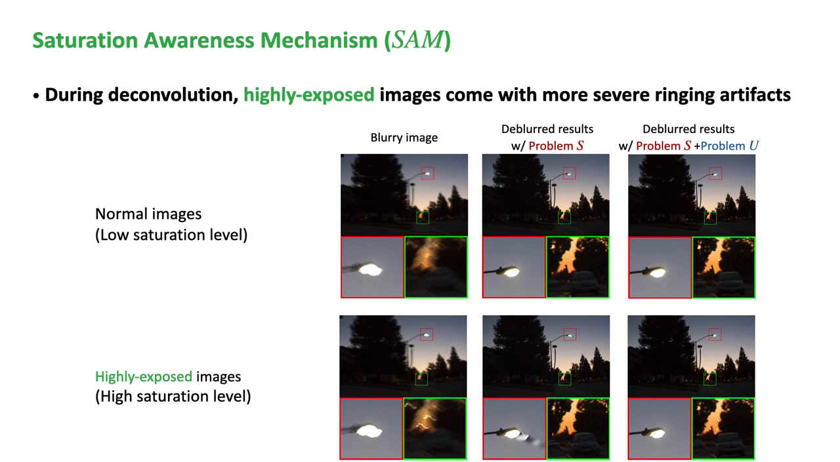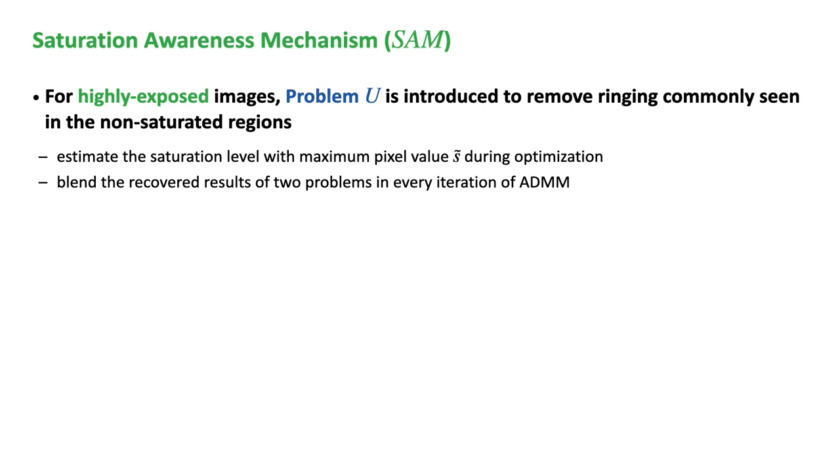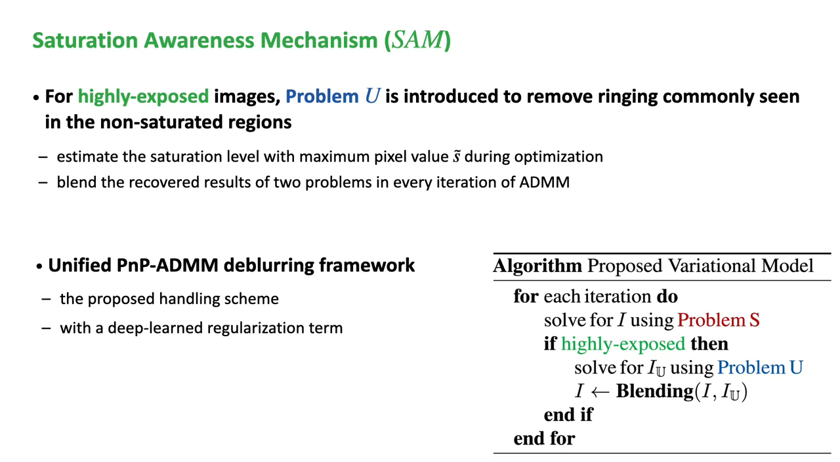However, for the trade-off between ring suppression and deblurring performance, the image segment mask is activated only for highly exposed images with severe ring. The proposed saturation awareness mechanism estimates the saturation level with the maximum pixel value during optimization and decides when to activate problem U to reduce ring. When problem U is activated, we blend the recovery results of the two problems in every iteration of the ADMM flow. Our unified plug-and-play ADMM deblurring framework incorporates the proposed handling scheme to reduce artifacts and a deblurring regularization term to preserve image details.